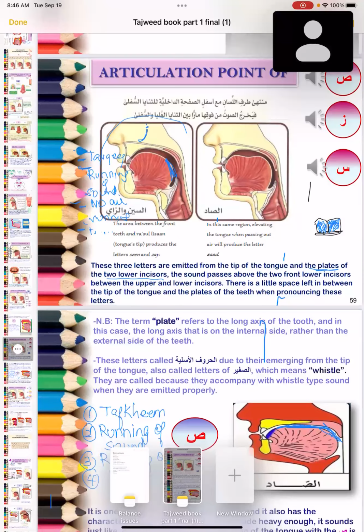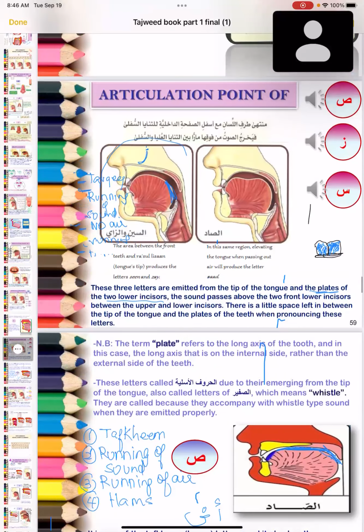Bismillahirrahmanirrahim. Our next sabak today is, we are going to look at the second articulation point for the tip of the tongue letters. And today's articulation point, the second articulation point for the tip of the tongue, is for the letters Sod, Zai and Sin.